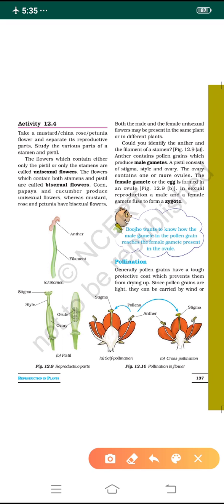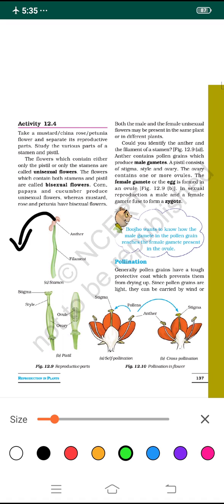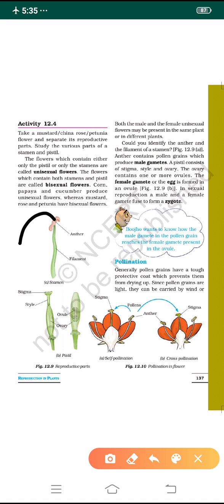Anther and filament are the parts of the stamen, the male part of the flower. The anther contains pollen grains. What are these pollen grains? These pollen grains produce male gametes. The male gametes are produced by pollen grains, remember all of you.